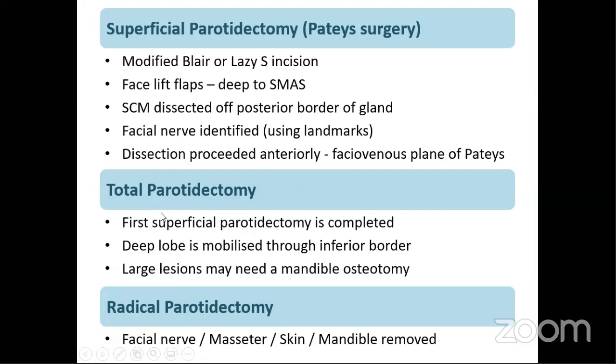After the superficial parotidectomy is completed, the deep lobe can be removed inferiorly. There is a space between the branches. We can remove the deep lobe through it. Okay. Radical parotidectomy, as already told, is done in T4 lesions. Okay.